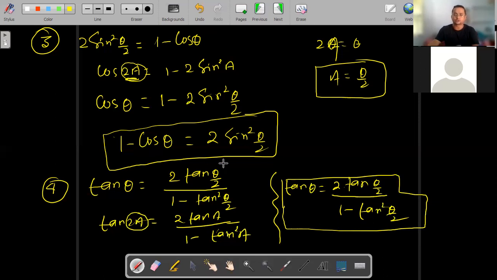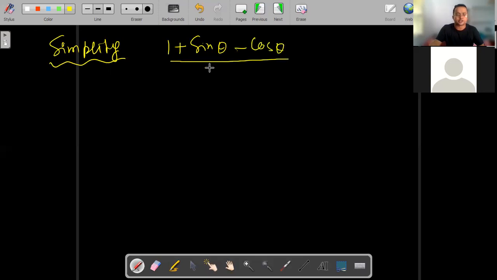Now I am giving you one question, and you have to solve this question. Simplify this: 1 plus sine theta minus cos theta divided by 1 plus sine theta plus cos theta. When you are able to simplify this question, it means that you have understood the half angle formula. Simply apply the half angle formula which you have studied now.